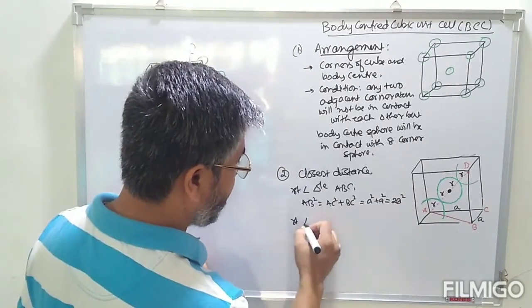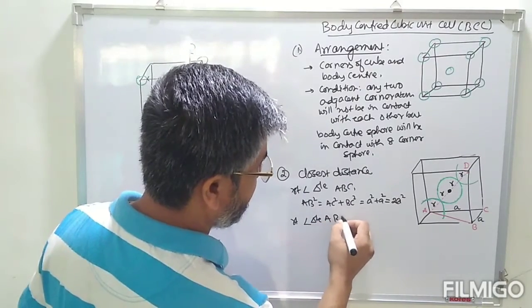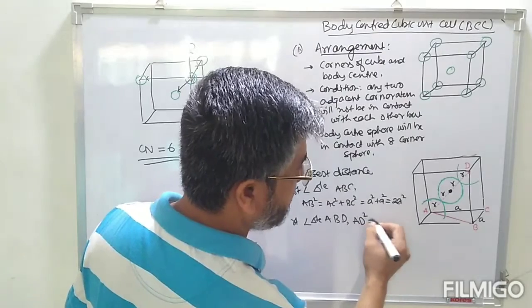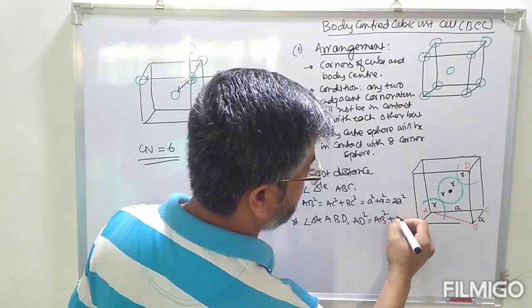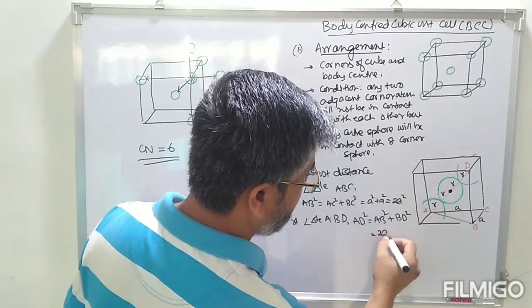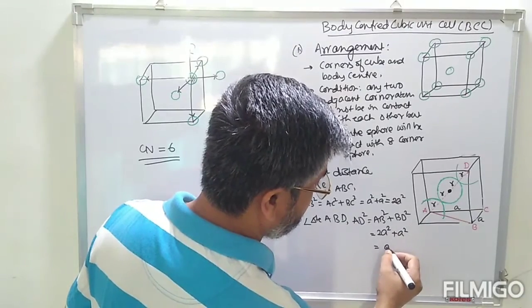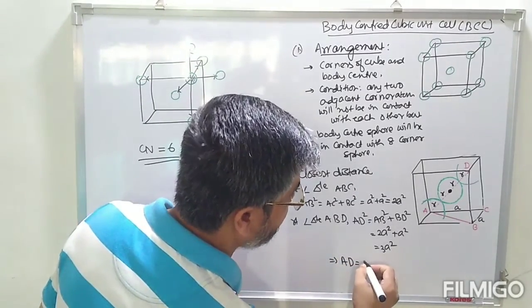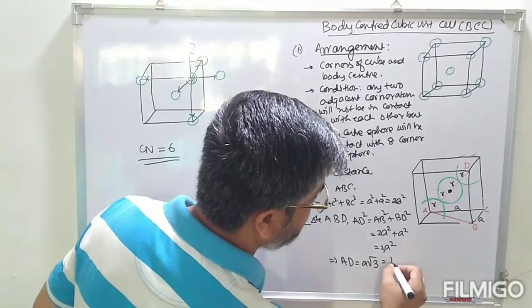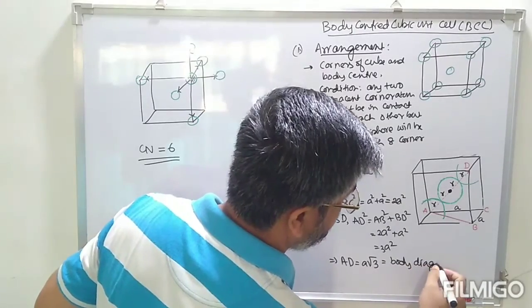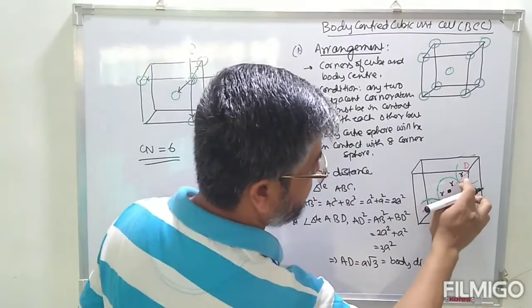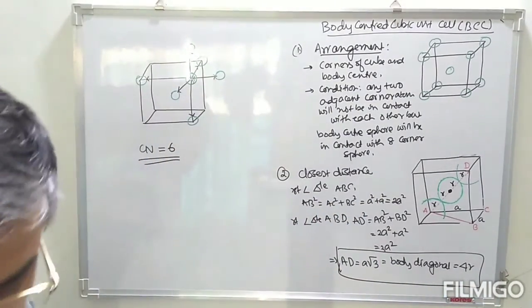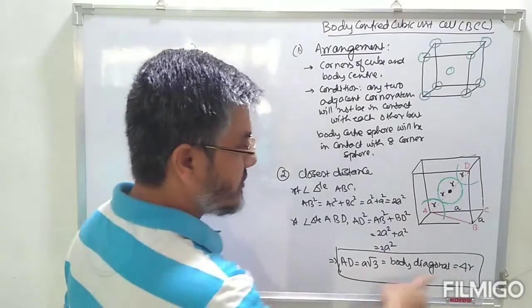Now again we have another right angle triangle, that is ABD. In this ABD, AD square will be equal to AB square plus BD square. AB square is 2a square, BD square is a square, so this is 3a square. Therefore, the body diagonal AD is equal to a root 3. This body diagonal's total distance is 4 times r: 1, 2, 3, 4. So this is a very important relationship for body center cubic: the body diagonal a root 3 is equal to 4 times r.